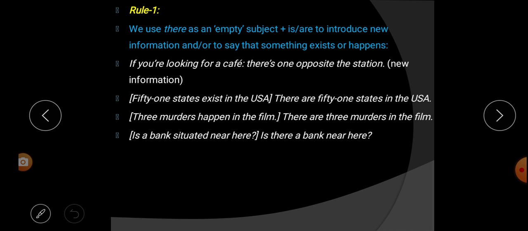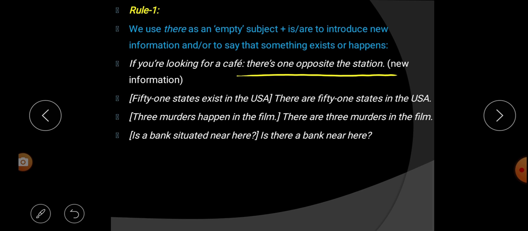Let us go through an example. If you are looking for a cafe, there's one opposite the station. It is new information. Look at the sentence. If you are looking for a cafe. Leave it about this sentence. Let's go for the second sentence. There is one opposite the station.